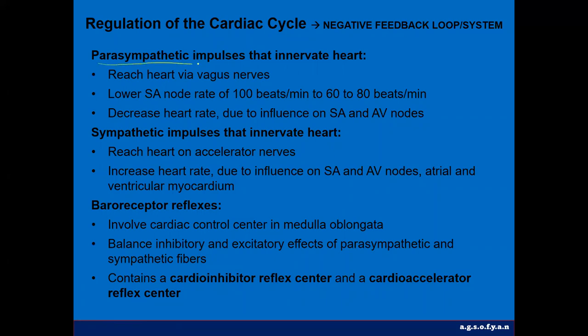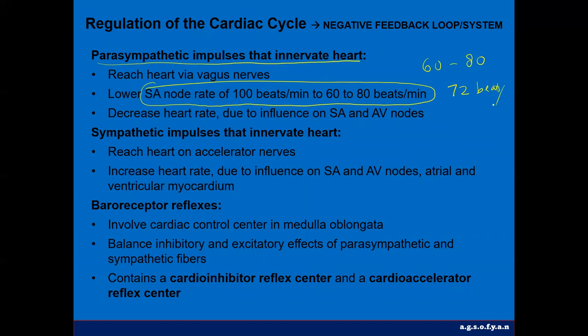So again, the parasympathetic impulse will send the information, of course, to the SA node, and it will lower the heartbeat to the normal heartbeat between 60 to 80 beats per minute. On average, a normal, healthy heartbeat is around 72 beats per minute. During sympathetic innervation, it will increase this heartbeat maybe up to 100 beats per minute or more.